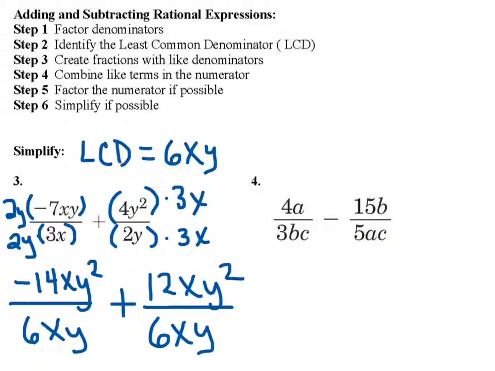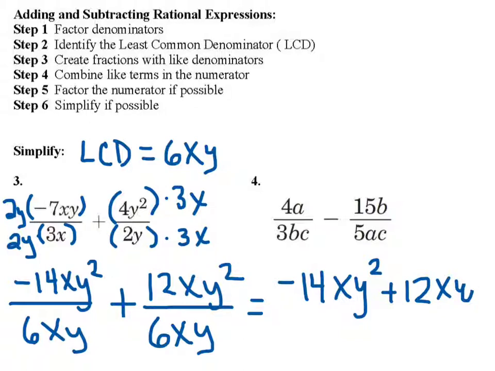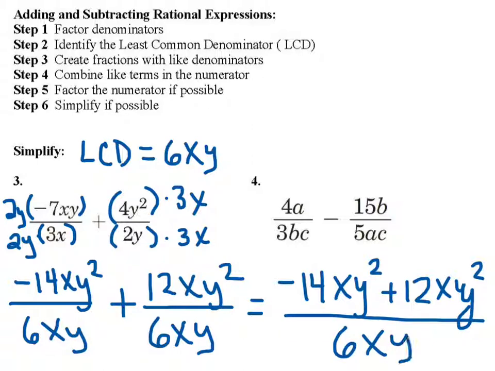Now that we have a common denominator, we can add these two numerators together by addition. So my final step, I add those two numerators and rewrite my expression as negative 14xy squared plus 12xy squared all over the common denominator of a 6xy.